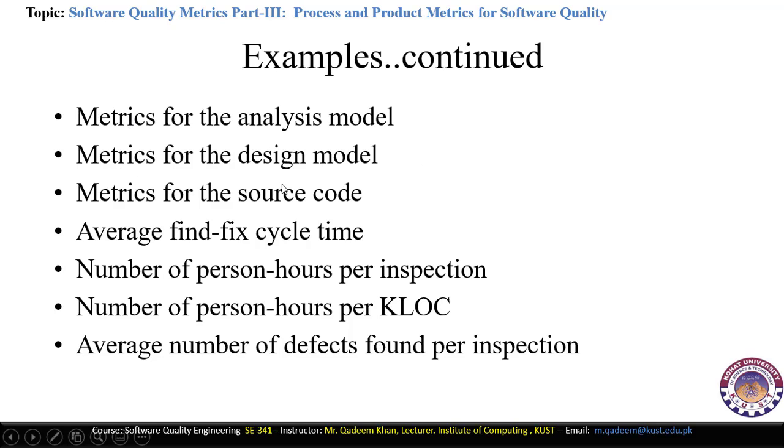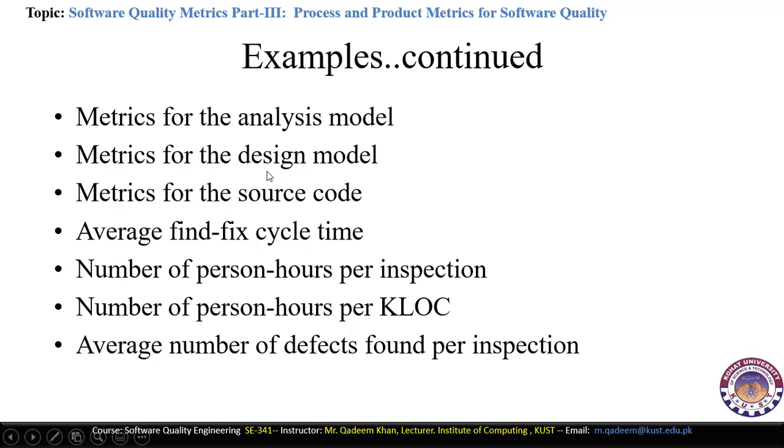Metrics for the design model. When we design the GUI, how many components are used here? What are the relationships among these components? How many text boxes, radio buttons, etc.